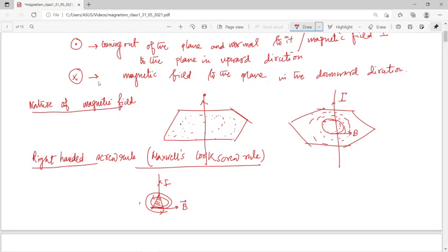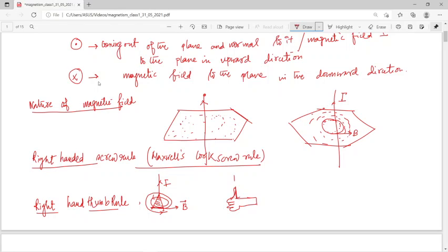Or you can say that that's the same thing, that means the directions of current and the directions of magnetic field. That same thing can be described by another rule, that is called the right hand thumb rule. And the right hand thumb rule is the same thing, that means if we take our hand, and these are the fingers like that, and this is the thumb.